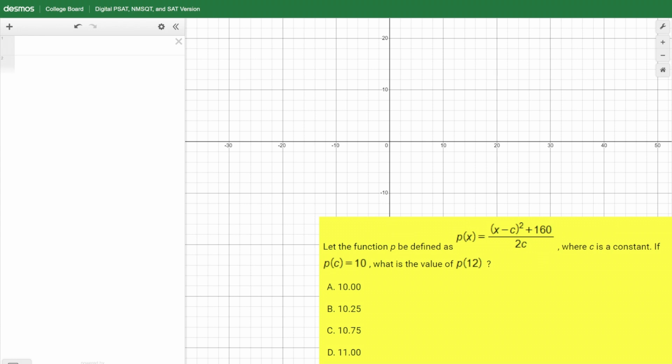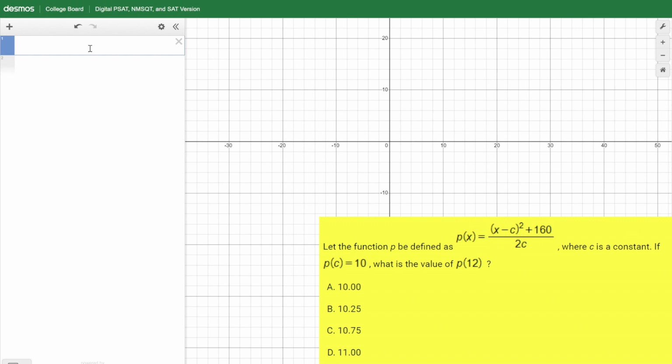In this problem, we'll use regression again to find the answer. So here we're given the function p of x, where c is a constant, and we're given that p of c is 10, and we have to find the value of p of 12. So the best way forward is to just plug in c where x is.